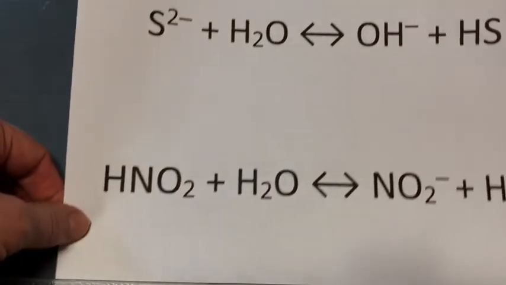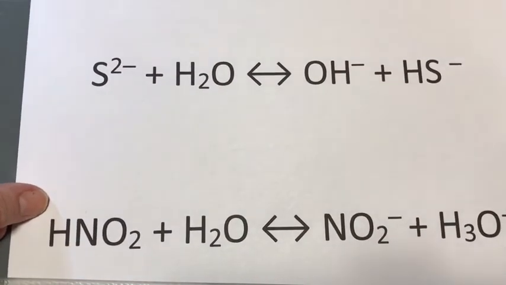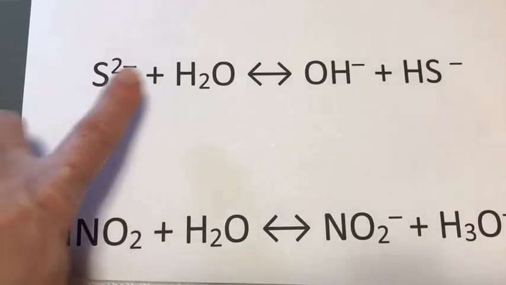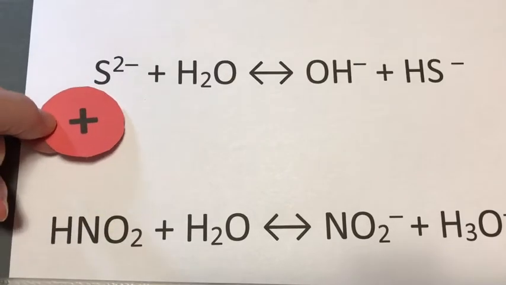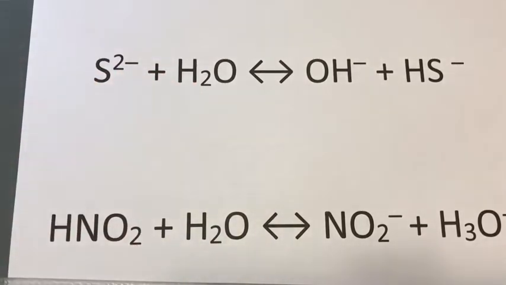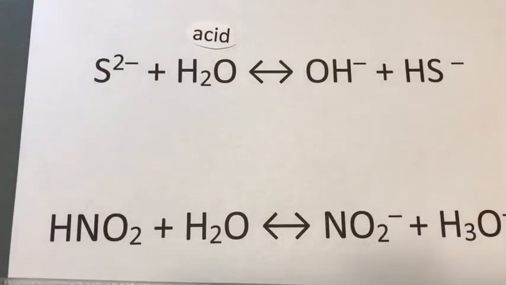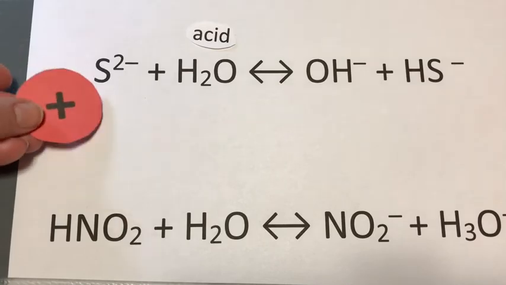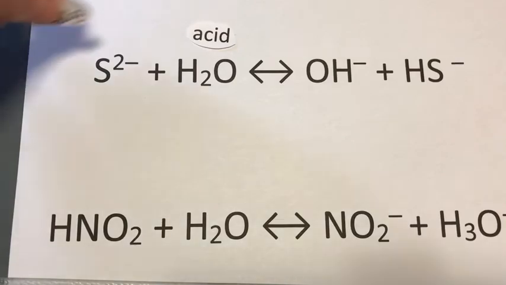Can water be involved in Bronsted-Lowry acid-base reactions? Yes. So I have a couple reactions here that involve water. The first one, I have a sulfur ion and water reacting. Now, the sulfur ion can't be a proton donor because it doesn't have any hydrogen ions to give up. So the proton donor has to be the water. So in this case, we have water being the acid. The sulfur, on the other hand, accepts the hydrogen ion. It's a proton acceptor, so it's the base.